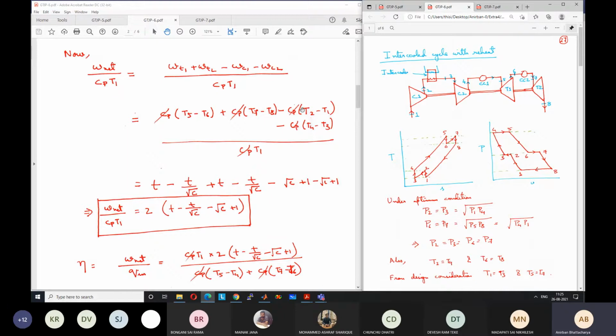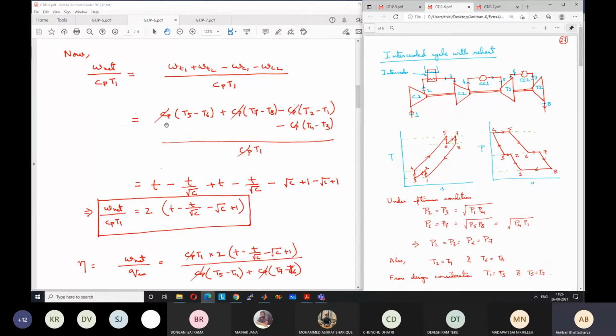So W net by Cp T1 is equal to the work output from the first turbine, which is Cp (T5 minus T6), plus the work output from the second turbine, which is Cp (T7 minus T8), minus the work input to the first compressor, which is Cp (T2 minus T1), minus the work input to the second compressor, Cp (T4 minus T3), divided by Cp T1 to get the non-dimensional form of the work output.